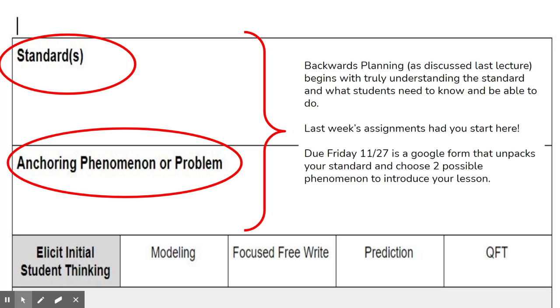In fact, I think I asked you to think of two phenomena that you could use just in case one doesn't work out. So I will look at your Google form responses for that. These are due this Friday. I'll look at your unpacking of the standard. I'll look at your possible phenomenon, and I will communicate with you via email my thinkings around your standard and the phenomenon that you chose. But that backwards planning has been done this week.